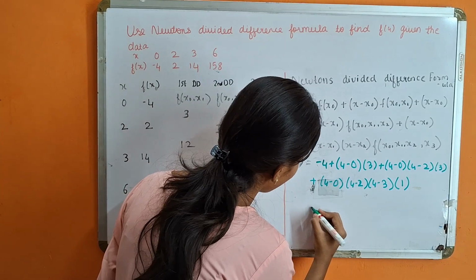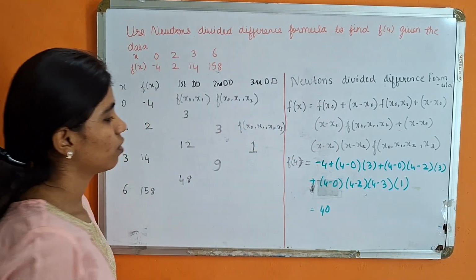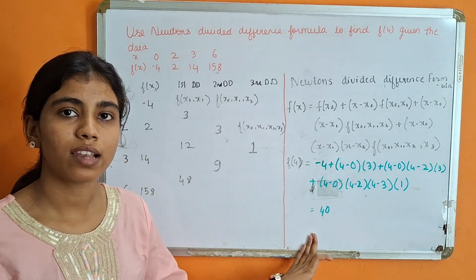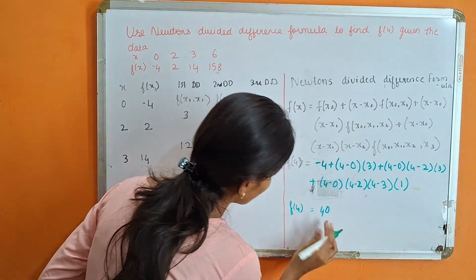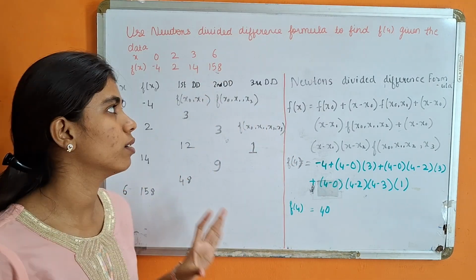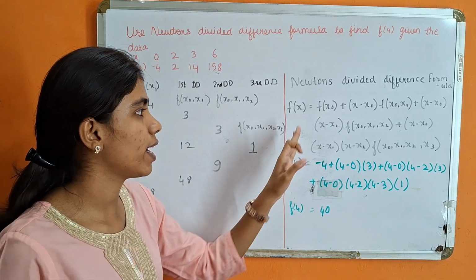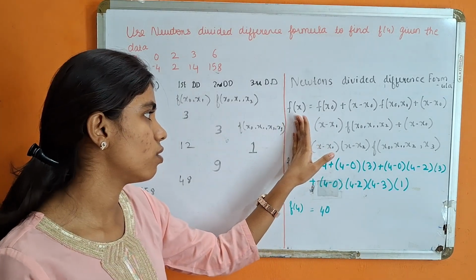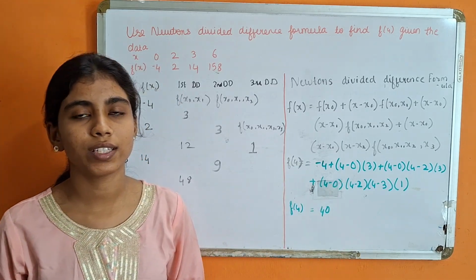And when I put all the values in the calculator, I get my answer as 40. So your f of 4 is 40. This is a very easy problem. So first you have to solve this table, and you will be getting this formula in your handbook. Write down this formula, substitute the values, and then you will get your answer. I hope each and every step is clear.